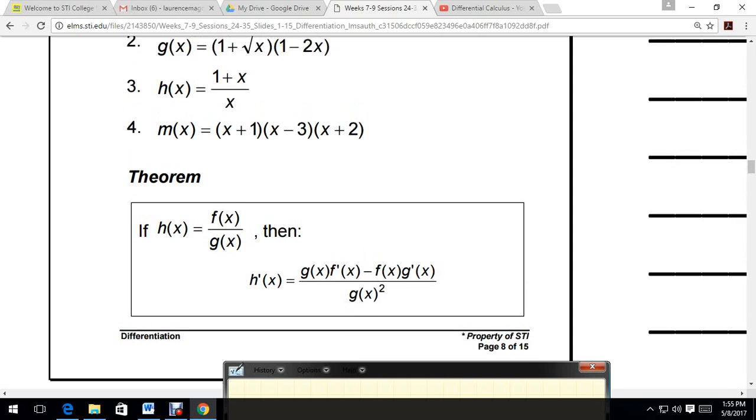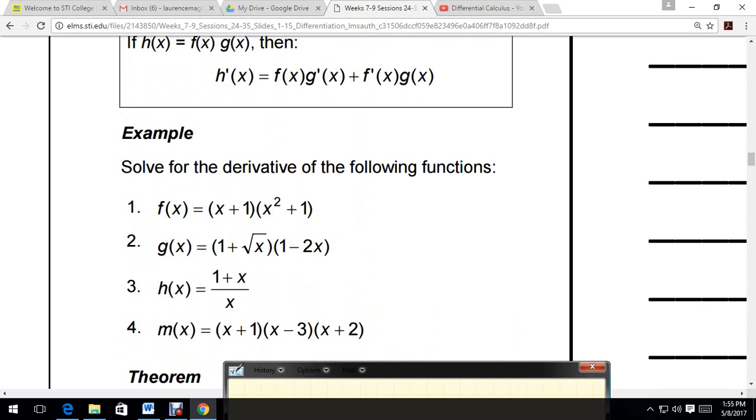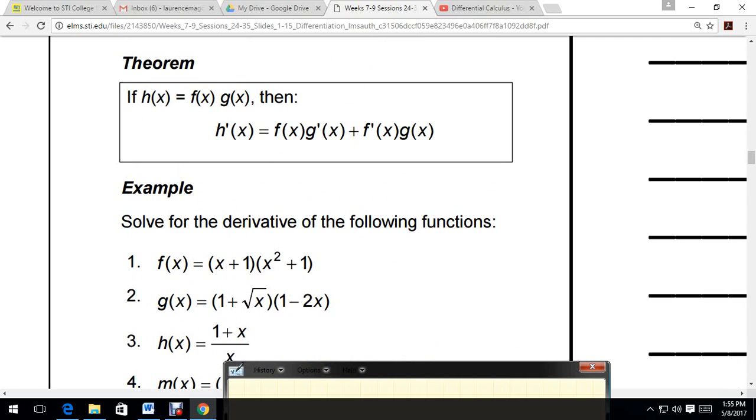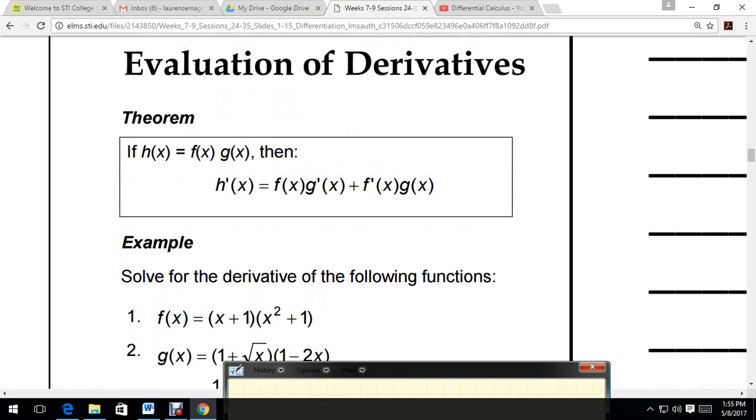Of course, these are real valued functions, so these are continuous functions. This means that the derivatives and the limits of these functions are assumed to exist, so that we can perform the actual process of differentiation. Let's try the first theorem, which is the derivative of a product. Again, you have h of x, which is equal to f of x times g of x.